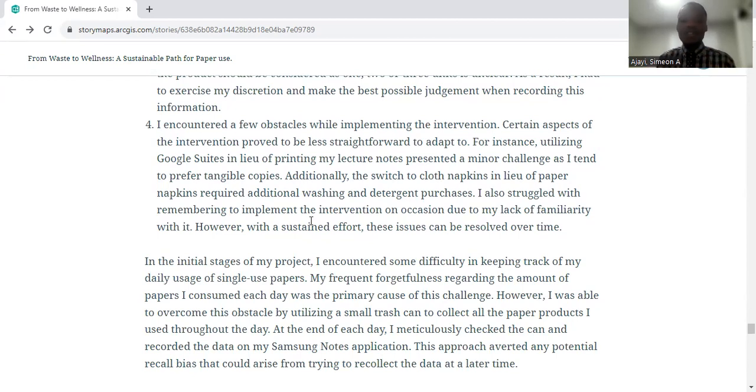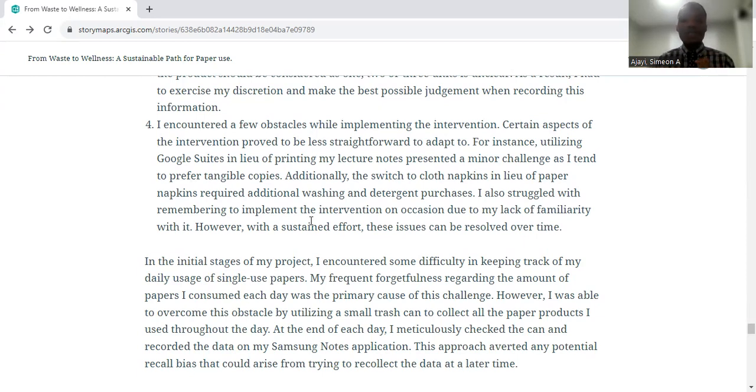I also encountered a few obstacles while implementing the intervention. Certain aspects of the intervention proved to be less straightforward to adapt to. For instance, utilizing Google Suite in lieu of printing my lecture notes presented a minor challenge, as I tend to prefer the hard copy. Normally I'm used to reading printed copies of my lecture notes. But because of this intervention, I've had to adjust, which for the first few weeks was not really very easy, but with time, I actually adjusted.